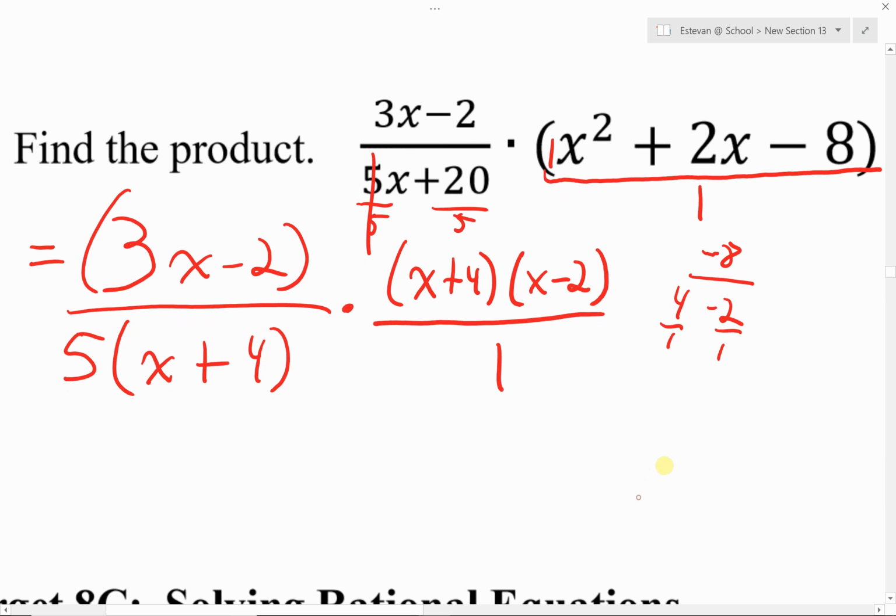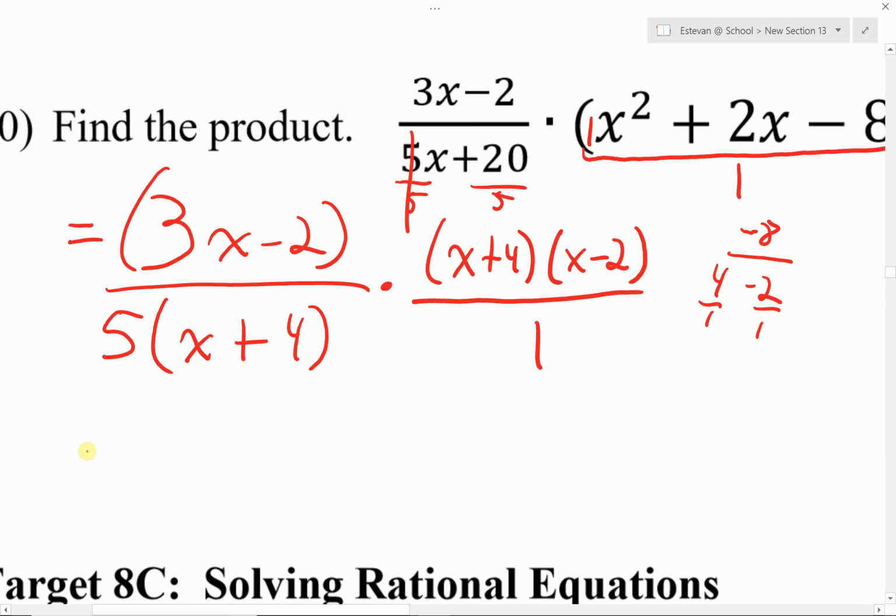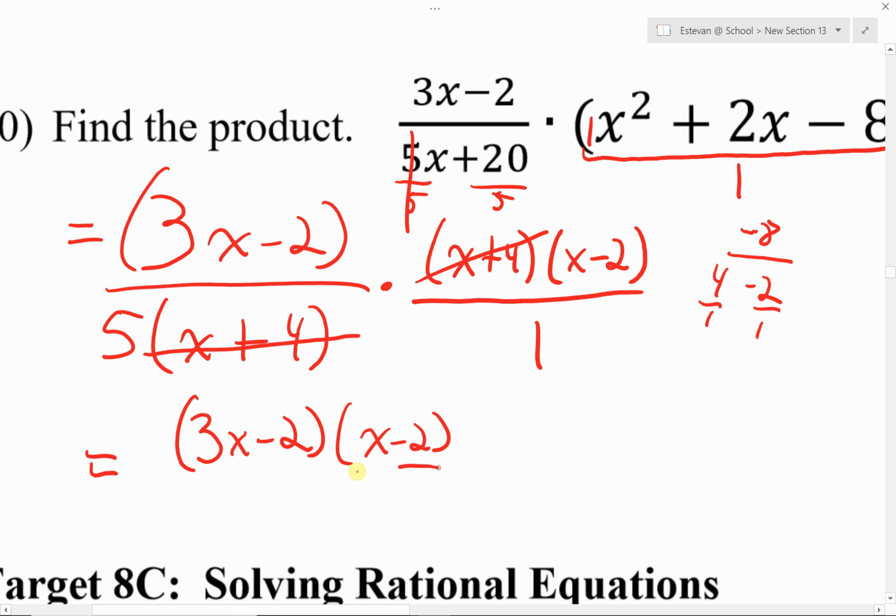Next step is to cancel whatever they have in common on top and bottom. X plus 4 cancels. Nothing else. Now you just multiply. 3x minus 2, and then you just put x minus 2 all over 5 times 1, which leaves you with a 5. Final answer.